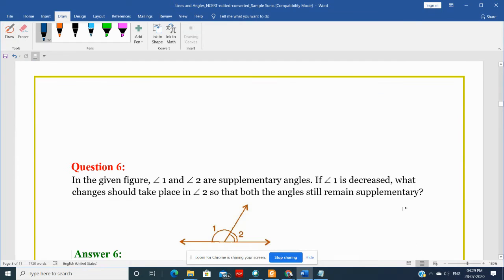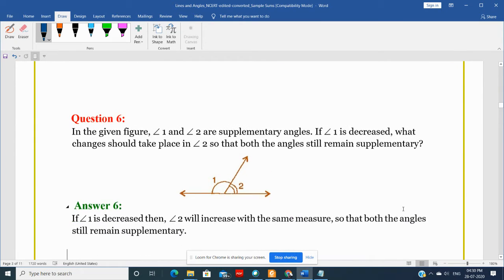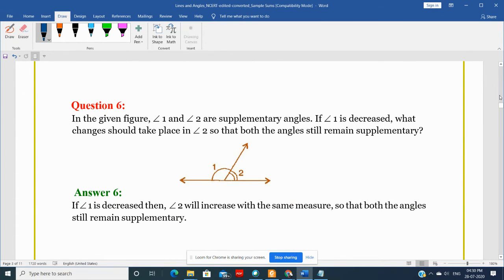Okay, question 6. It says that in the given figure, angles 1 and 2 are supplementary angles. This means they sum up to 180. If angle 1 is decreased, then what changes should take place in angle 2 so that both the angles still remain supplementary? Let's do it and find it out.